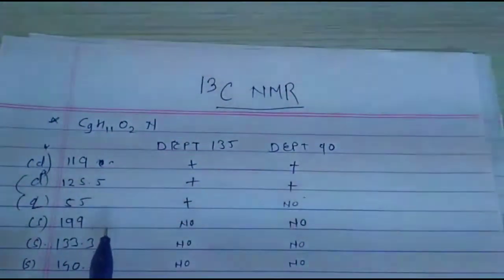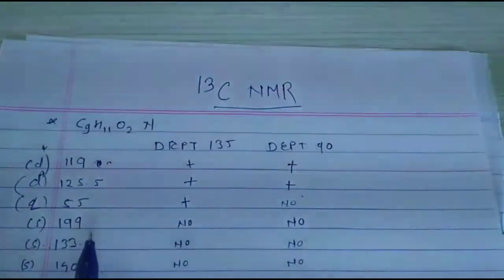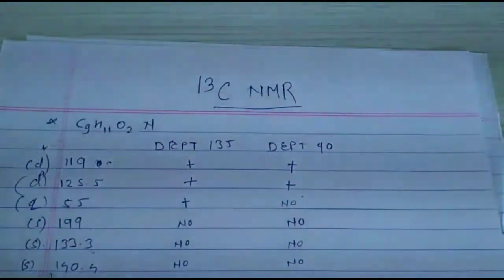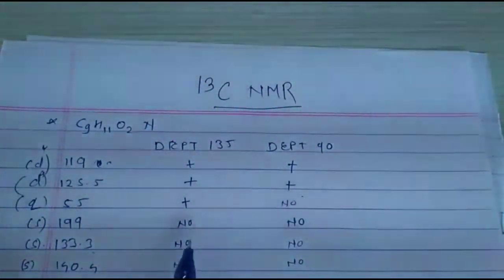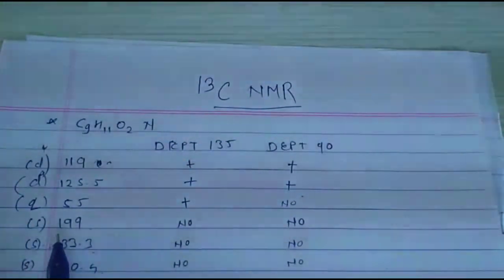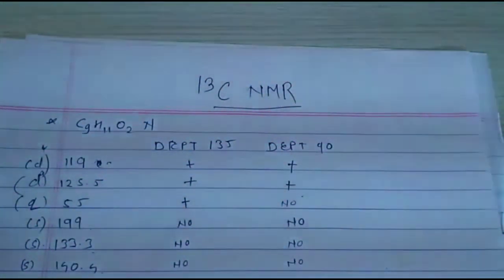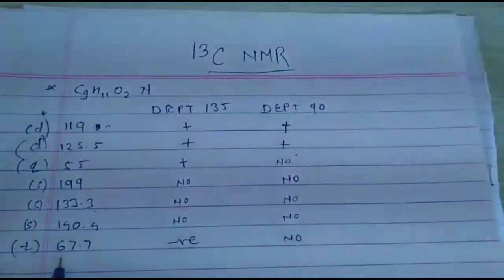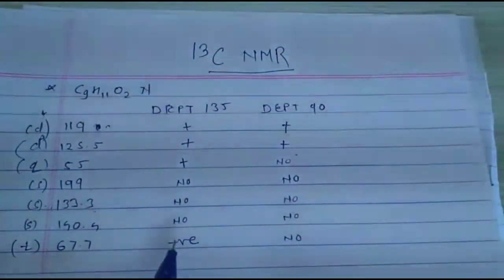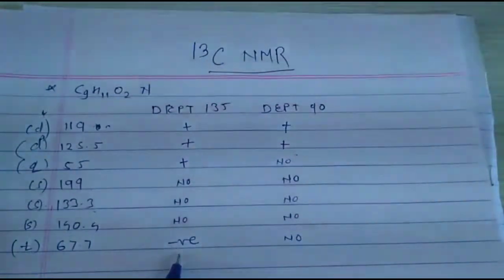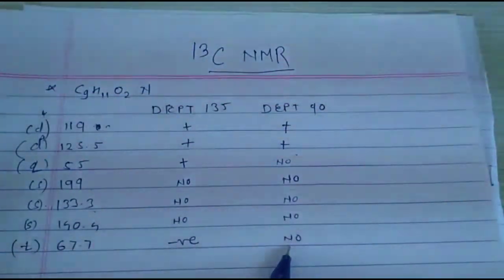Okay, these are some values: 199, 133.3, 140.4. All these values are not seen in DEPT 135 and also DEPT 90. And here 67.7, which gives DEPT 135 negative, and there is no signal in DEPT 90.